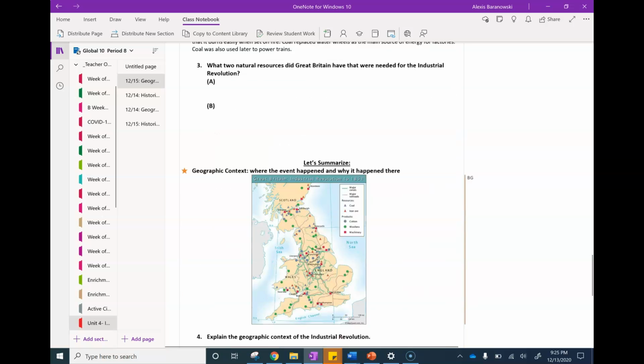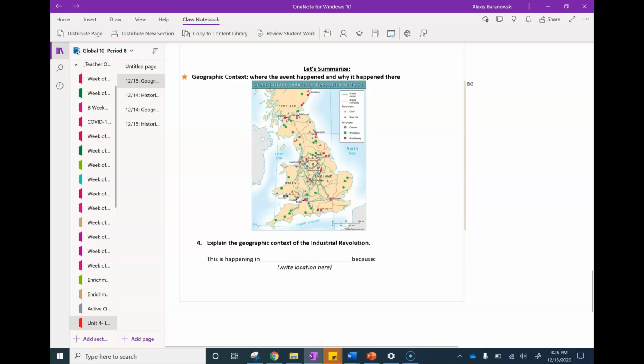And then when you scroll down to the bottom, we're going to ask you to answer that same question we just did about the map of Egypt, about geographic context. So explain the geographic context of the Industrial Revolution. In other words, where did the Industrial Revolution begin and why? And we gave you that sentence starter again there.